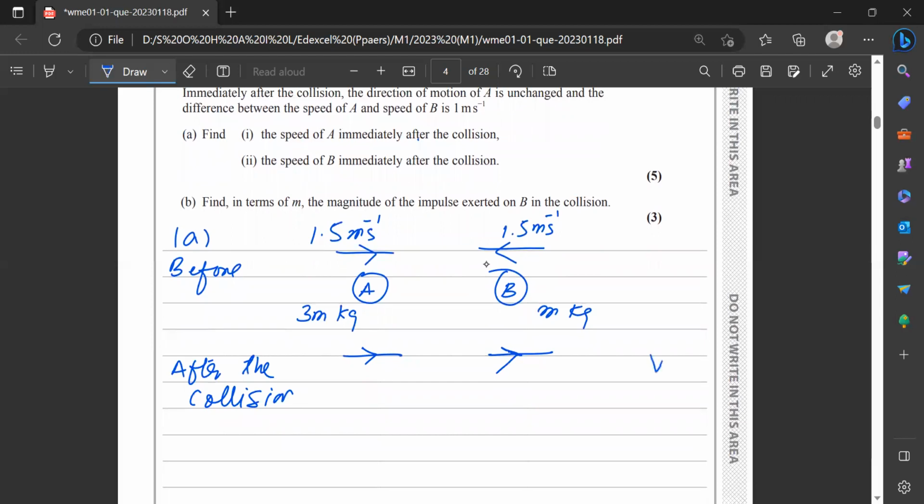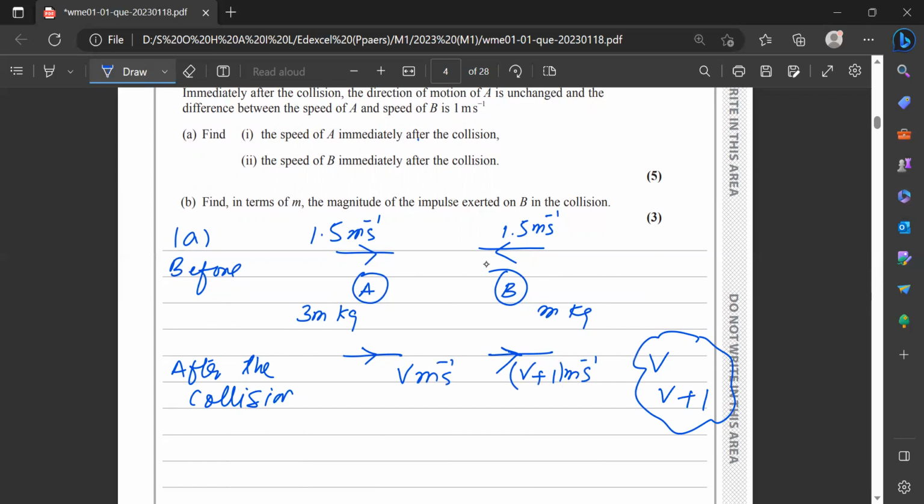So if one is V, the other is V plus 1. The important technical point is which one to take as V and which one to take as V plus 1. So both particles are now moving towards the right after the collision. So V is here, and V plus 1 is the other. V and V plus 1 meters per second.